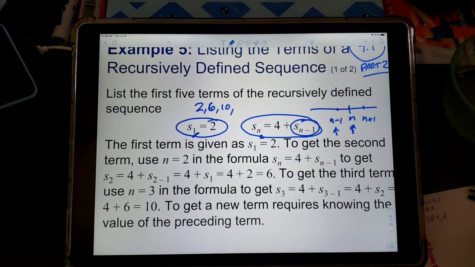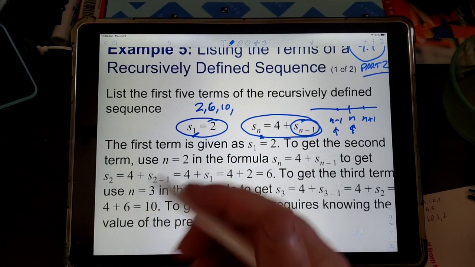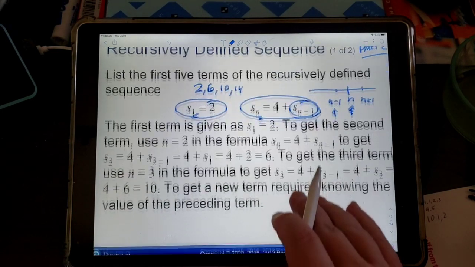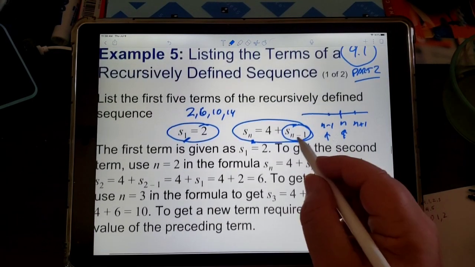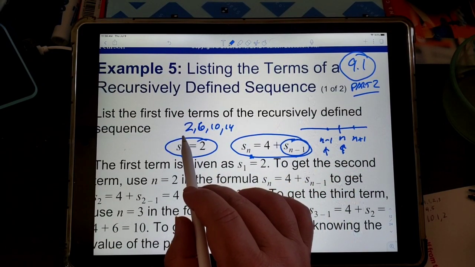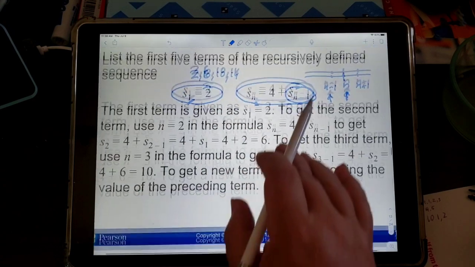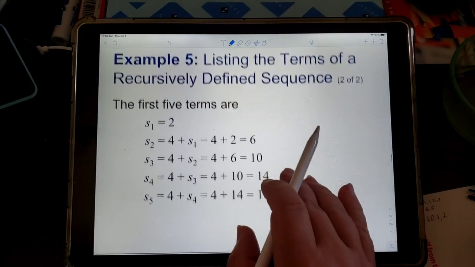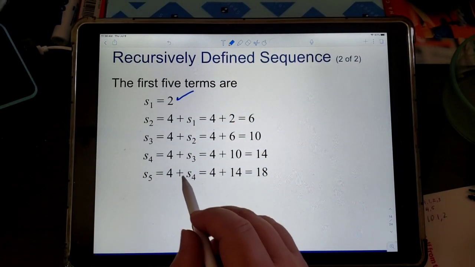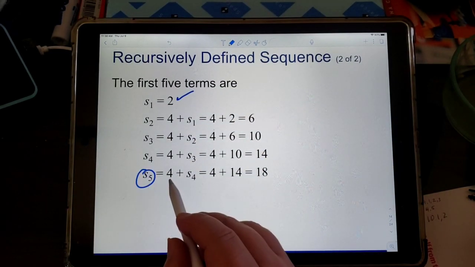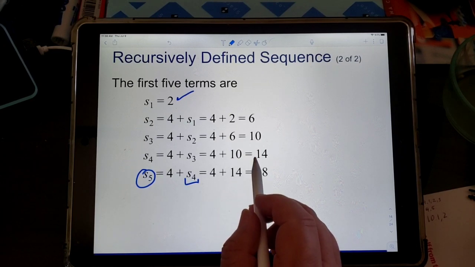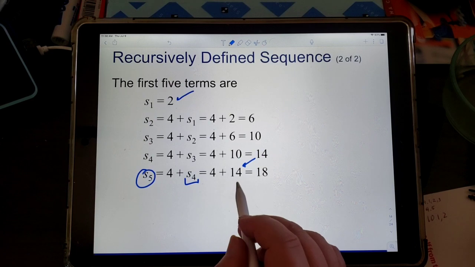Now, this is a particularly easy example. Sometimes the work is a little more complicated. You might have to multiply the previous term by 2 and something, but if you can do it for some of these, I think you'll get the idea. So here's a good example. The fifth term is 4 plus the previous term. And how do we know the previous term? Well, we calculated it earlier.